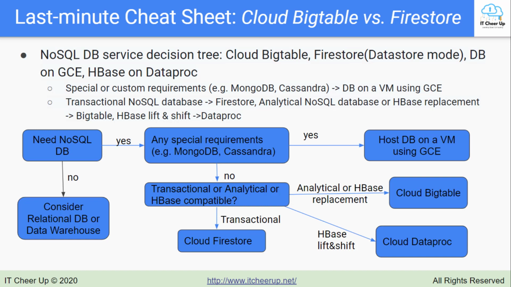If you just need to lift and shift HBase from your on-prem Hadoop to the cloud, then you can deploy HBase in Dataproc. By the way, the difference between BigQuery and Bigtable on handling analytical operations is BigQuery provides a sub-second query response time and a high concurrency. Bigtable provides a consistent sub-10 millisecond latency for handling millions of requests per second. I will cover the details on data warehouse service BigQuery in the next video.